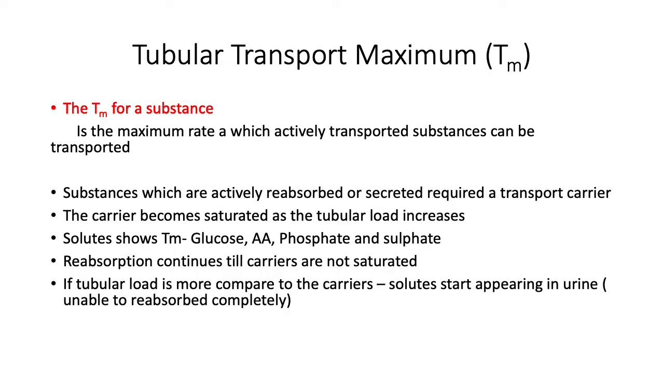Actually, this is what happens in diabetes mellitus, when the tubular load is increased beyond the capacity of the carrier proteins. The carrier proteins get saturated, and the glucose, which is not supposed to be present in normal urine, starts appearing in the urine, which is called glycosuria. Now the different transport routes through the luminal cell.